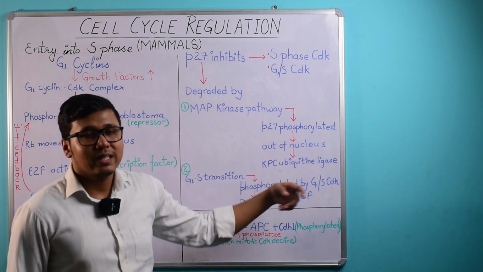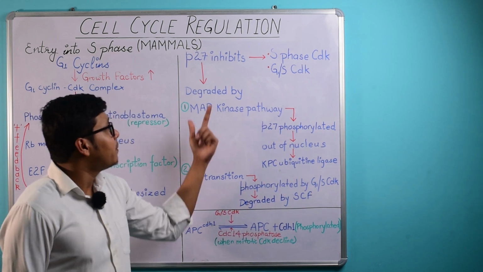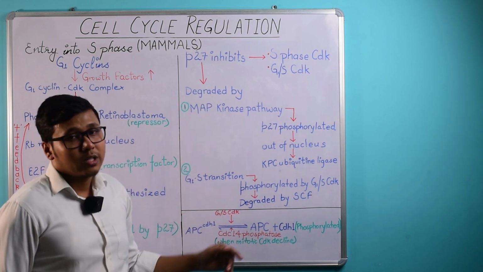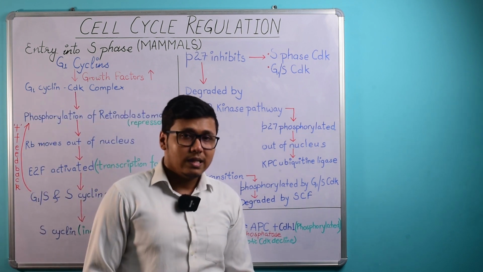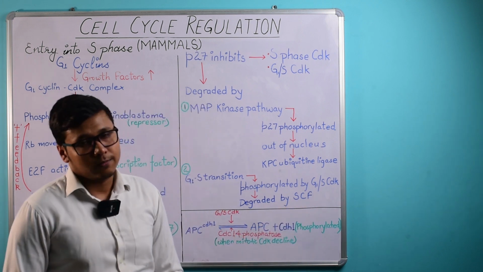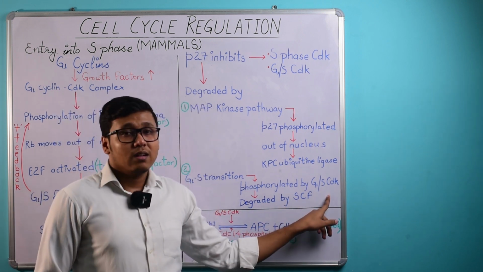The second method by which the degradation of P27 takes place is at G1/S transition, when the high levels of G1/S CDKs will phosphorylate the P27, and then it is going to degrade it, as in the case of yeast, by the SCF protein.